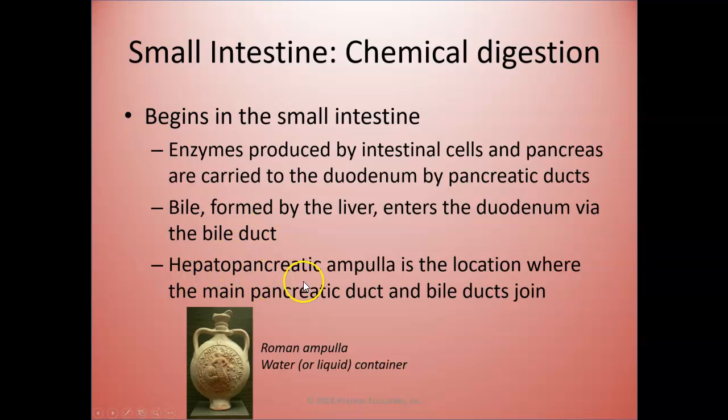And then the hepatopancreatic ampulla is the location where the main pancreatic duct and bile ducts join. And just a reminder, the ampulla is kind of this shape here. It's named after Roman ampulla, which were water or liquid vessels. It's kind of common throughout Roman history there.